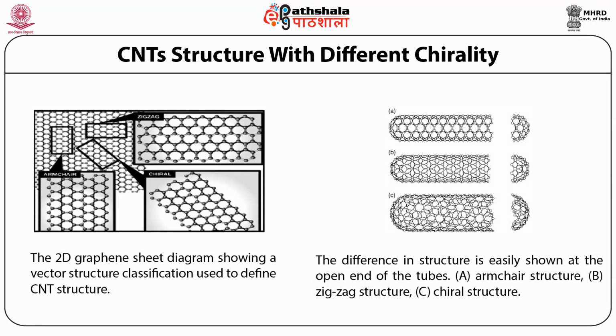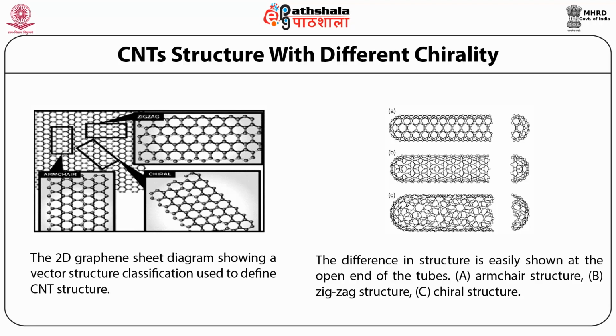The same thing can be explained and shown here, how this ABC looks like. The tube structure, you can see very easily, is perpendicular to the carbon-carbon bond, where there is a tube axis which is parallel to the carbon-carbon bond, and in this case chiral, where it is neither perpendicular nor parallel. So these three examples, A, B, C, are armchair, zigzag and chiral structures of nanotubes.